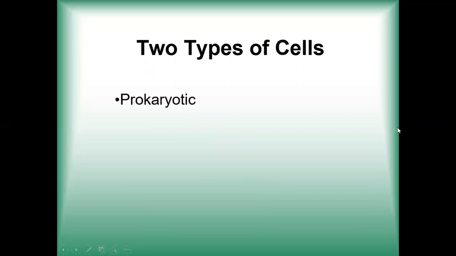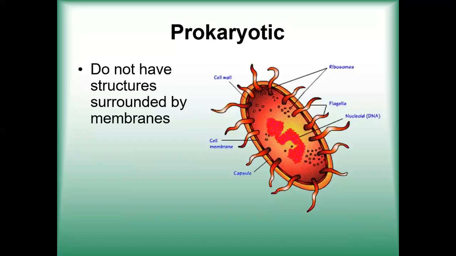So there are 2 types of cells. There are prokaryotes and eukaryotes. There are prokaryotic cells, eukaryotic cells. And we're going to break those down right now. Prokaryotes do not have structures surrounded by membranes. Remember I said organelles, those little mini organs inside a cell? There aren't any here. There's just stuff free floating inside this thing.